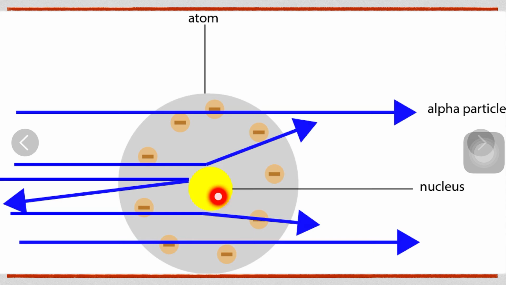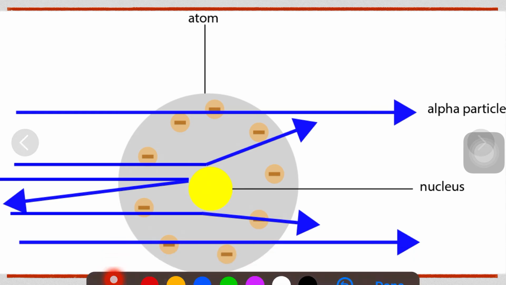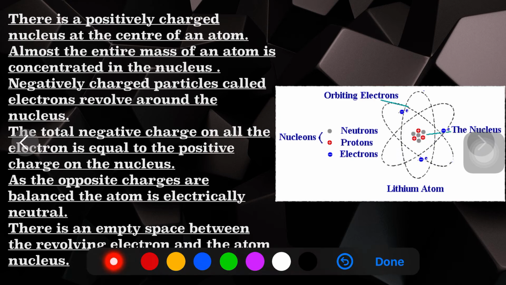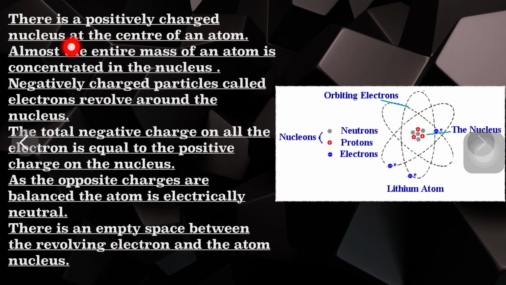From this, Rutherford put forth a nuclear model for the atom as follows. There is a positively charged nucleus at the center of an atom. Almost the entire mass of the atom is concentrated in the nucleus.